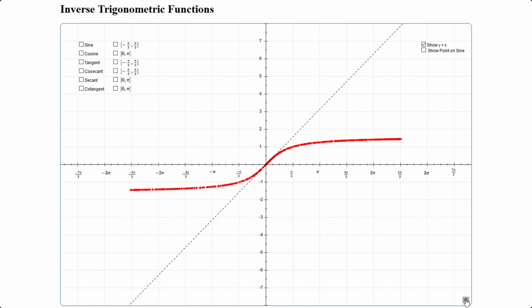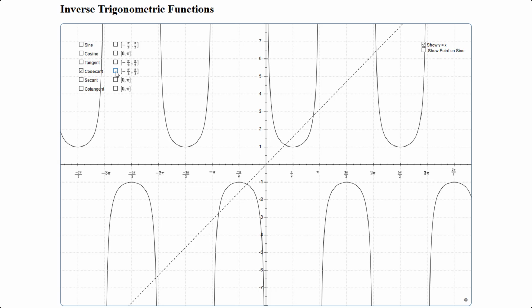For cosecant, this is the graph. It has origin symmetry, so I can restrict my interval to that. And when I draw the graph of the arccosecant, it looks something like this. So this red image, notice it's not defined at 0. And that's just a property of where the cosecant function is undefined in the first place.